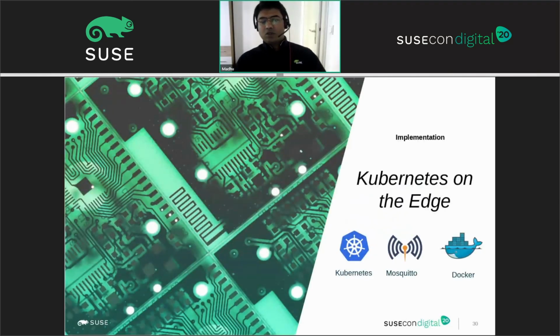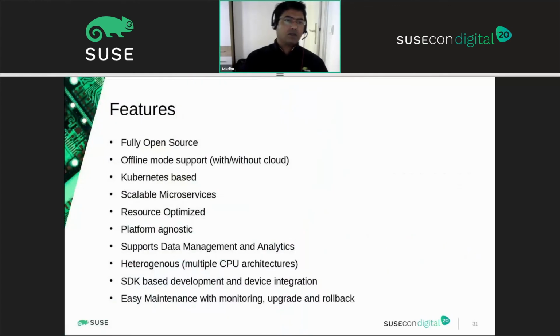Now we see an open source implementation which uses Kubernetes, and it depends on Mosquitto and Docker as other open source projects. As we know about Docker, and Mosquitto is something that provides a messaging service for services, especially those running on the edge. So if you look at the website of KubeEdge, which is the project that we are thinking of discussing.